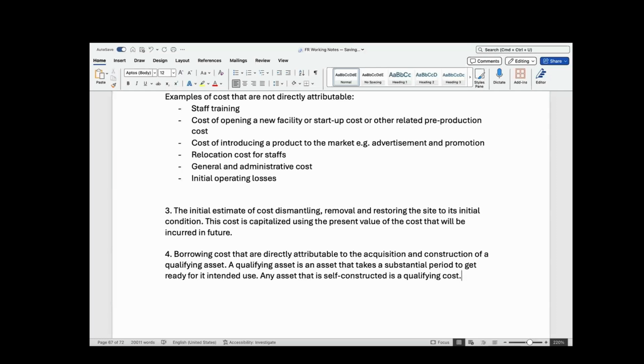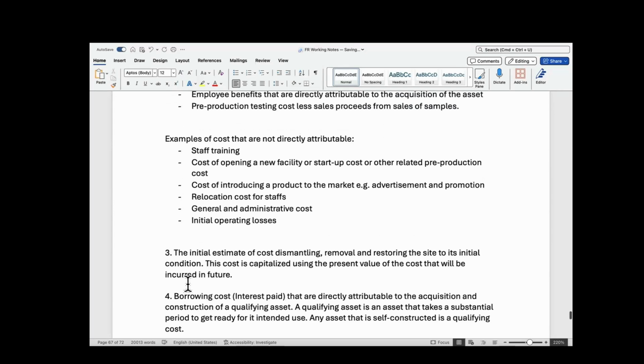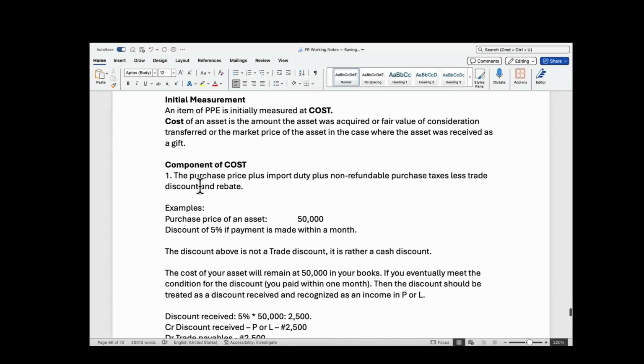And when you have a qualifying asset, any borrowing cost, when we say borrowing cost, I mean interest that you pay on borrowing, any interest you pay on borrowing on such an asset, that interest shall be capitalized as part of the cost of the assets. And that is the component of the cost of an asset. Okay. Ashaitan, go ahead with your question, please.